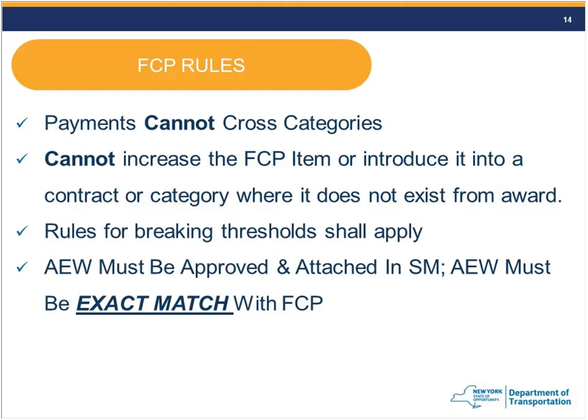Some more rules. Rules for breaking thresholds shall apply. We kind of talked about that. So if we go over a major 125, we've got to justify the price. A minor, if we go more than 200 and 5,000, we must justify the price. Talk more about that next week.